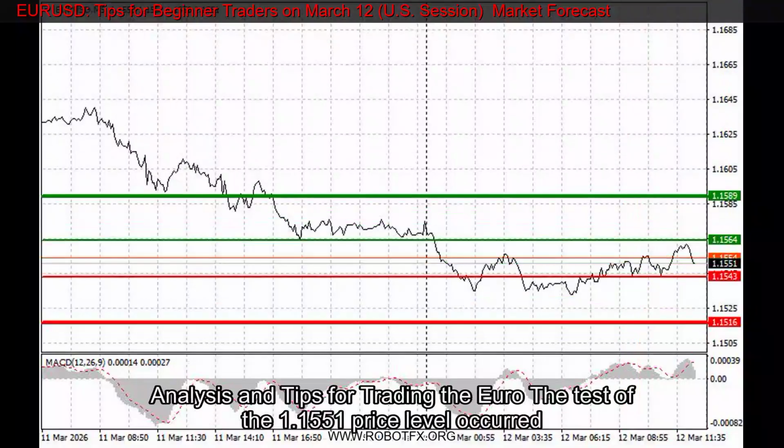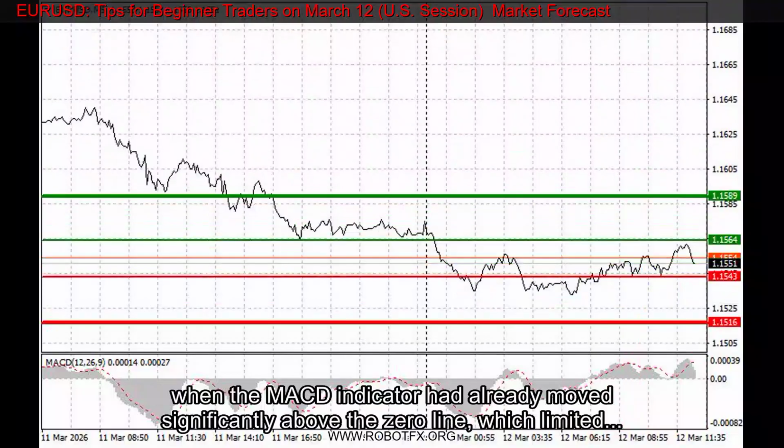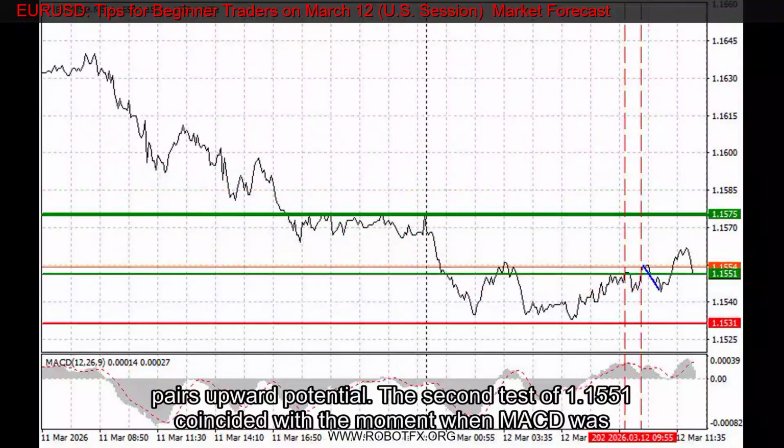Trade analysis and tips for trading the euro. The test of the 1.1551 price level occurred when the MACD indicator had already moved significantly above the zero line, which limited the pair's upward potential. The second test of 1.1551 coincided with the moment when MACD was in the overbought zone, which triggered scenario No. 2 for selling the euro, although the pair did not experience a significant decline afterward.